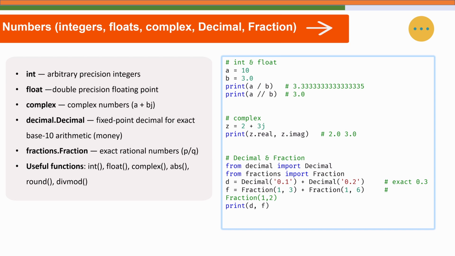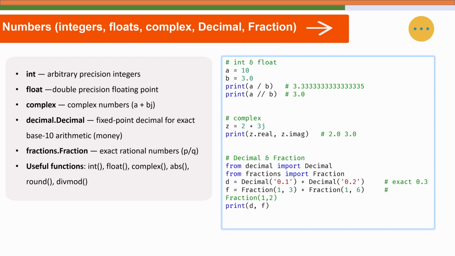So here is a step-by-step example for decimal. Decimal 0.1 constructs a decimal from a string to avoid float parsing error. Adding two decimals yields decimal 0.3. So this avoids the float problem, where 0.1 plus 0.2 as floats is nearly equal to 0.30000000000000004.